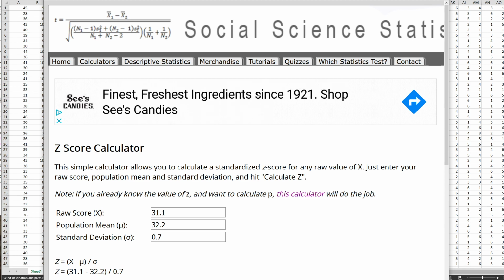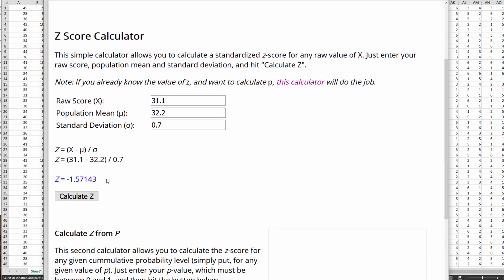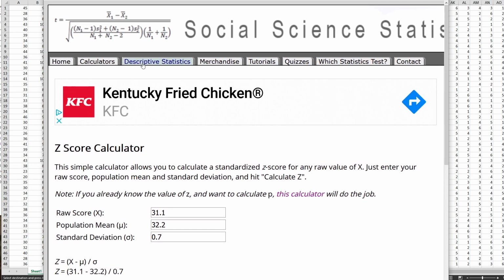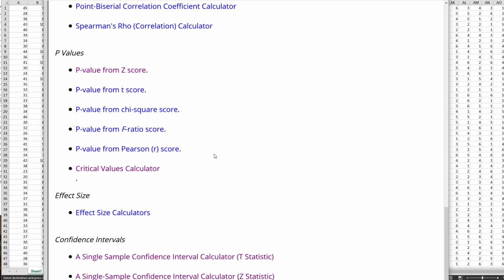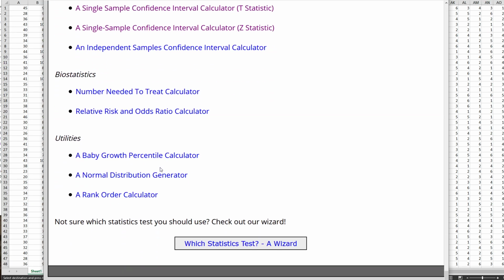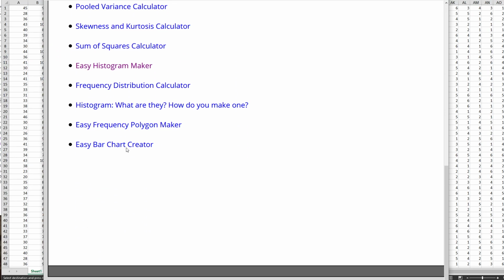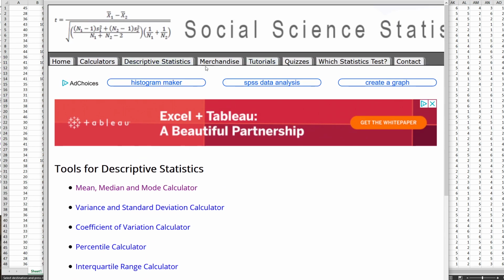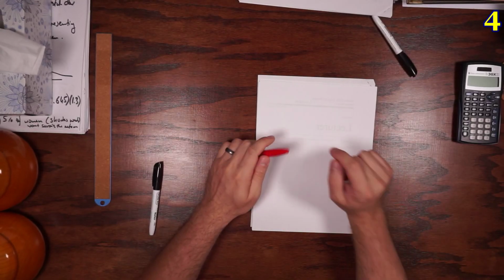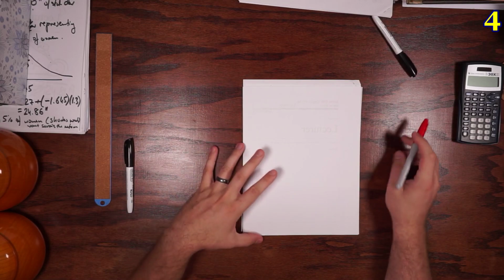And then the social science statistics calculator just has a quick z-score calculator that you can use. They have a long list of calculators available: critical values, confidence intervals, whatnot. They also have means, modes, and histograms available to you as well. Again, information is available. Okay, so let's look at sampling distribution.